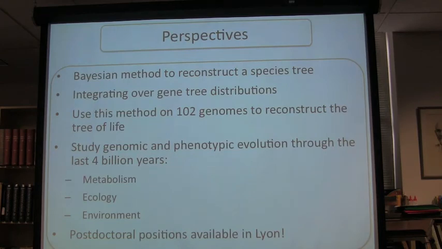The perspectives on this work include a Bayesian method to reconstruct a species tree, on which I'm currently working. We have a method now for integrating over gene tree distributions, and so we do not have to assume that we know the gene trees, whereas in the former work we had to. And we are currently using this method on 102 genomes to reconstruct the tree of life and learn something about the evolution of metabolism, ecology, and environment through the last 4 billion years of evolution.